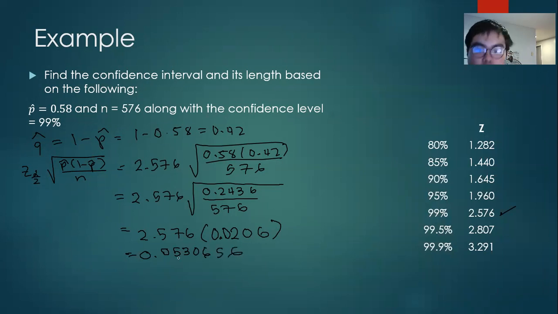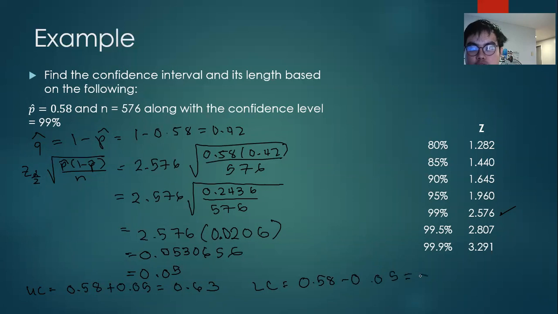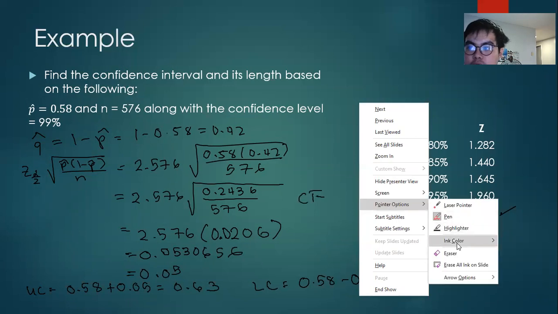We can round this off, so it will become 0.05 instead. To get the upper bound, 0.58 plus 0.05 will become 0.63. For the lower bound, 0.58 minus 0.05 will become 0.53. Now we state the interval, which, oops, I made a mistake in my handwriting.